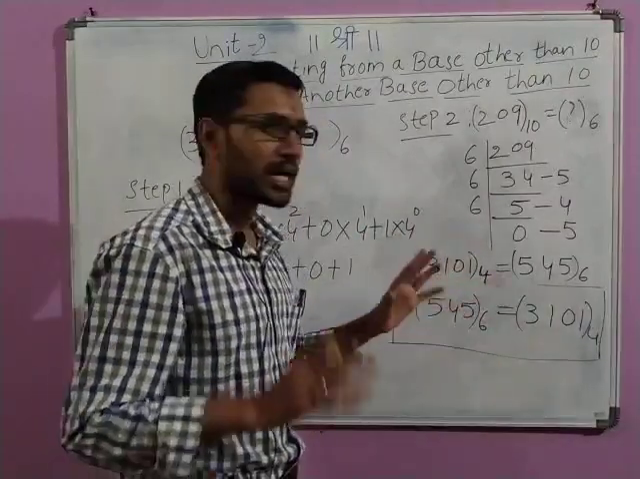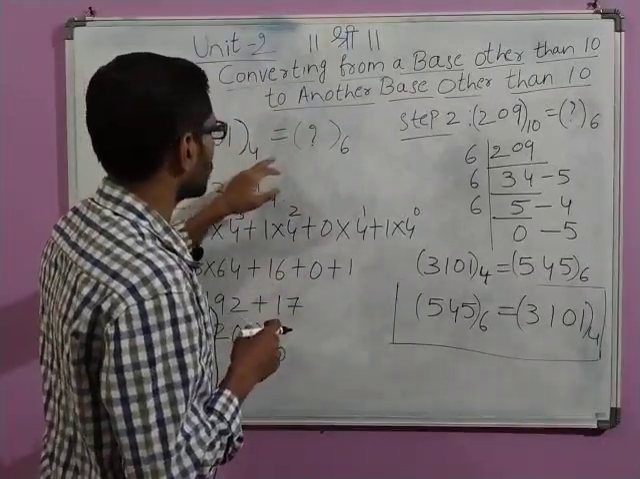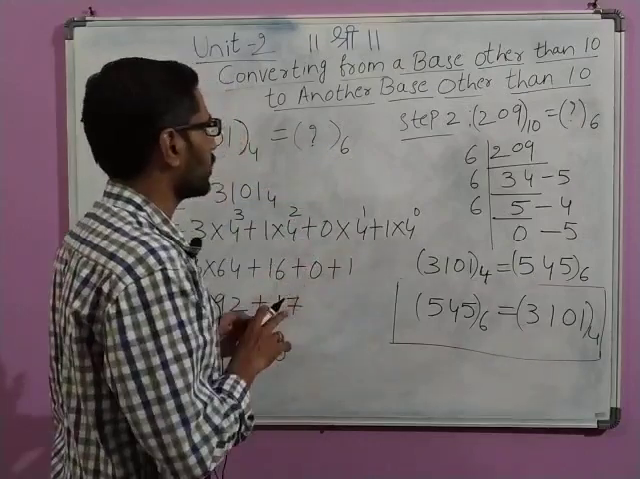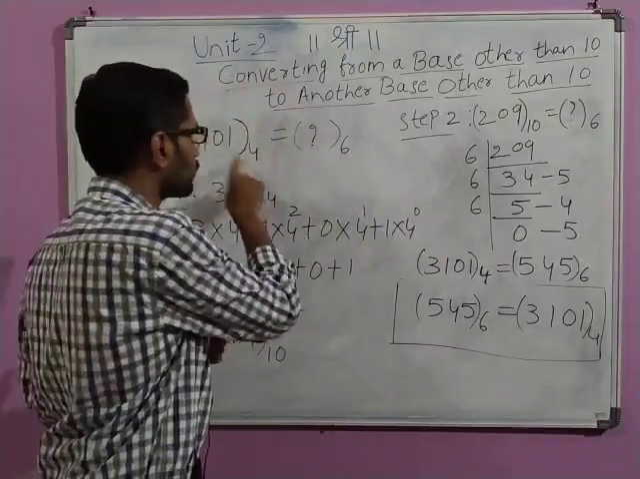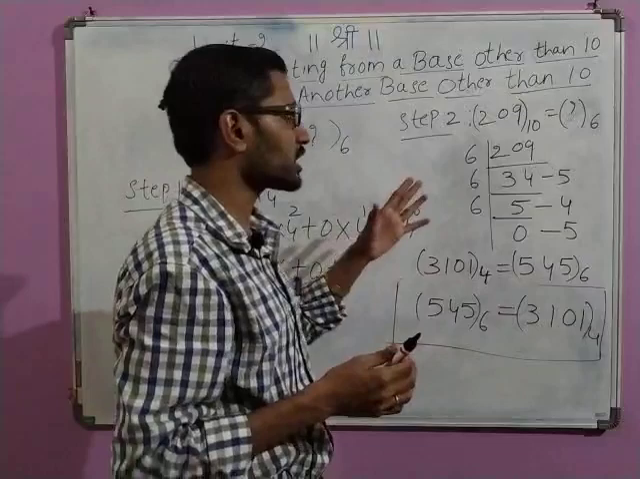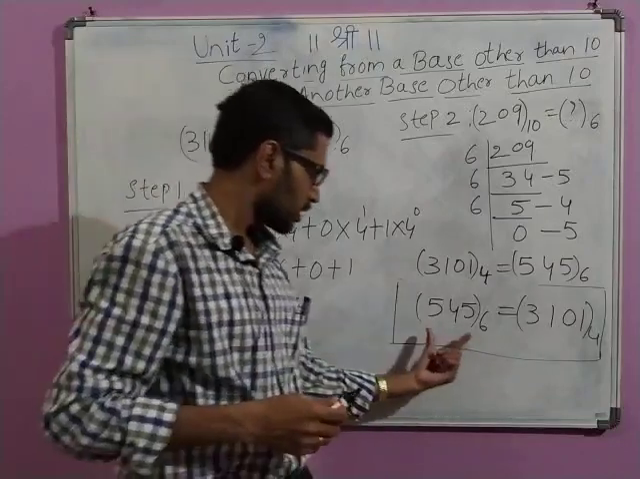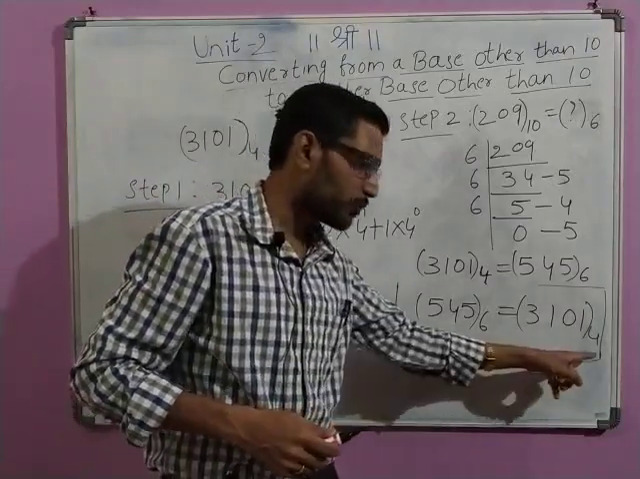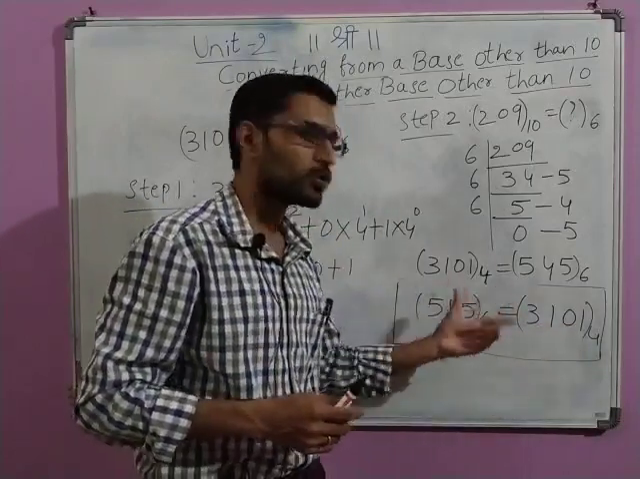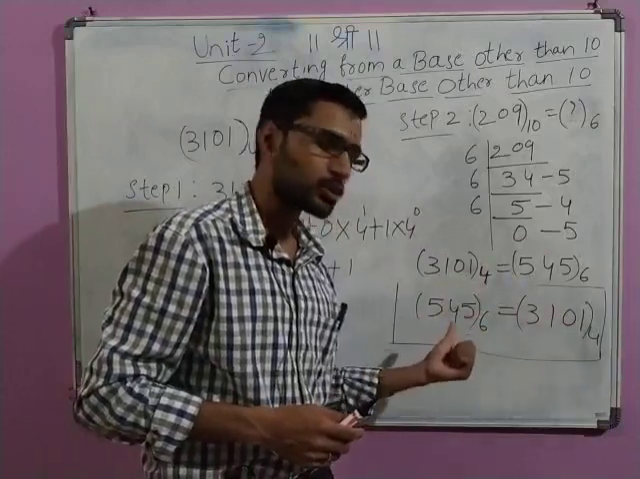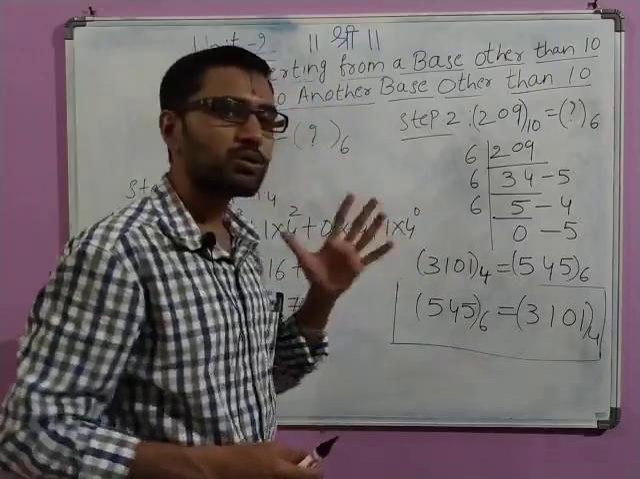Such kind of problems, they may ask you 3101 to the base 4 is equal to question mark to the base 6, and also verify that the result that you obtain, if you convert it back to base 4, you should get the same result. Such questions can be asked for 5 to 6 marks. Or the same question may be like this: 545 to the base 6, convert it to base 4, and whatever result you get, reverse it to the base 6. Both the answers should match, you will get the same number.